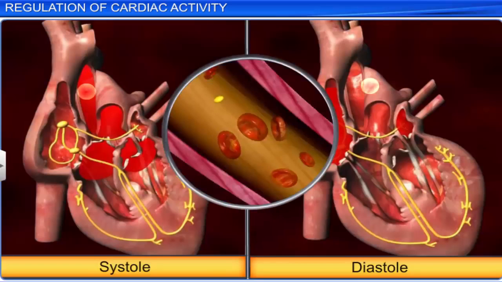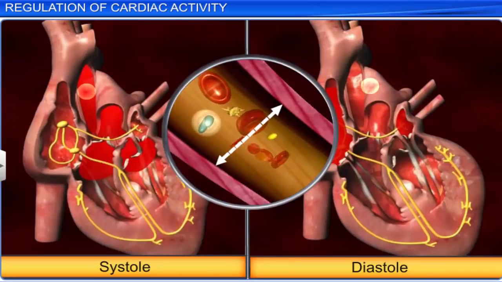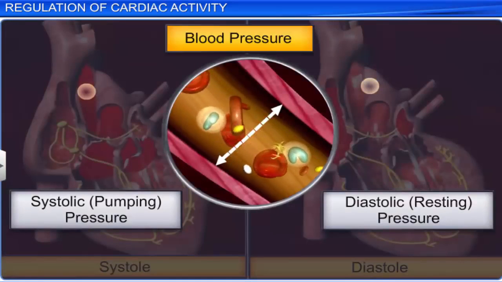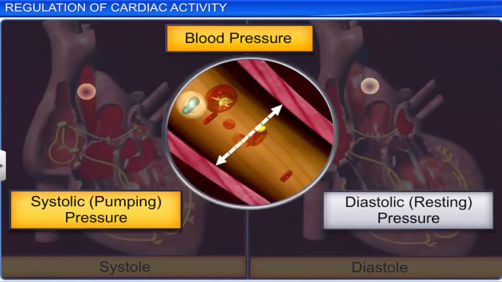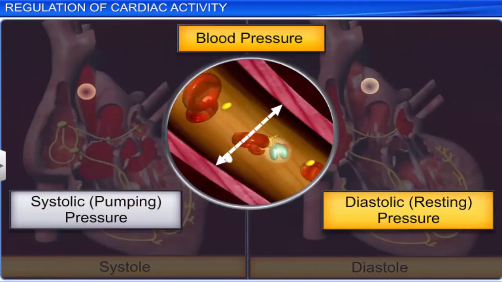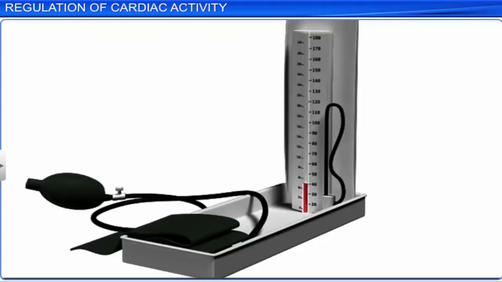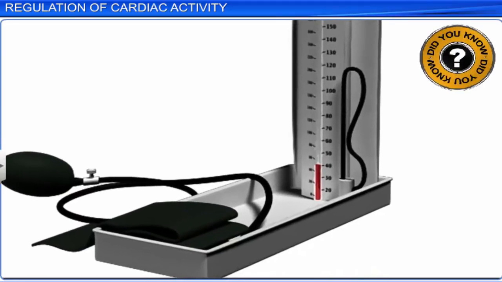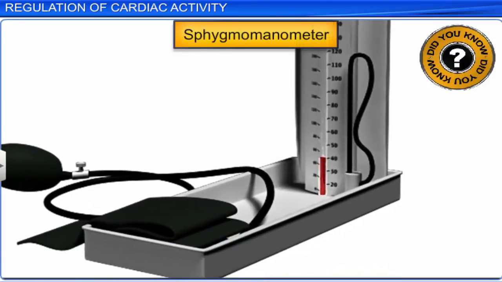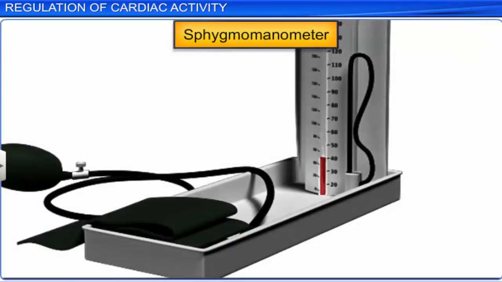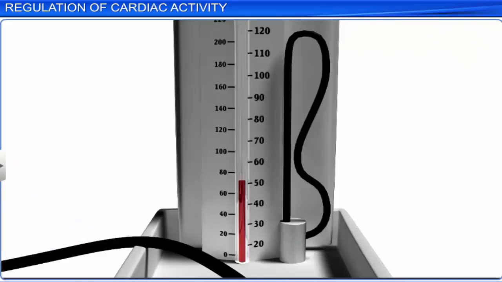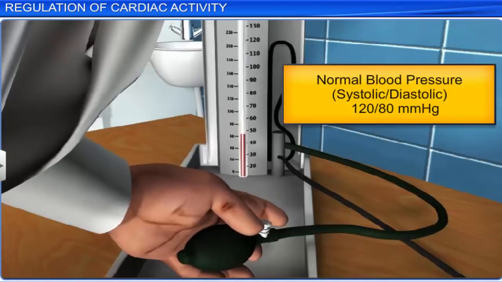The heart undergoes alternate systole and diastole, and hence blood pressure is measured as systolic or pumping pressure and diastolic or resting pressure. Did you know that blood pressure is measured using an instrument called a sphygmomanometer? It measures blood pressure in millimeters of mercury or mmHg. A healthy individual has a systolic and diastolic pressure of 120 over 80 mmHg.